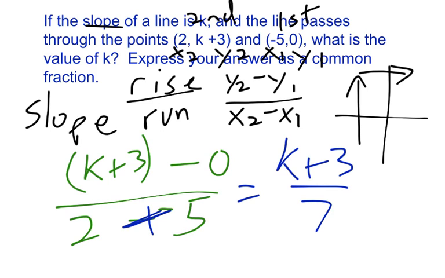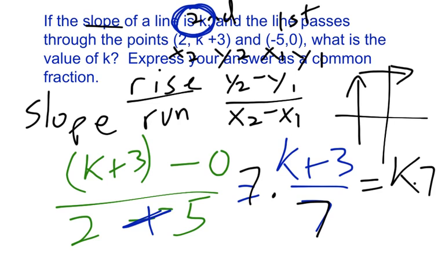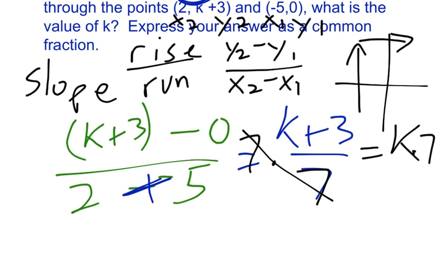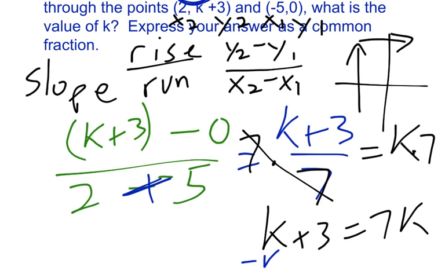And then look here, it says the slope is k. So k is my slope. So I can set this thing equal to k, and I just have an equation. So now to solve that equation for k, I want to get rid of the denominator of 7, so I'm dividing, so I need to multiply by 7 to both sides. 7's cancel, and now I have k plus 3 equals 7k. I want to get k on the same side, so I'm going to subtract this k and subtract that k.